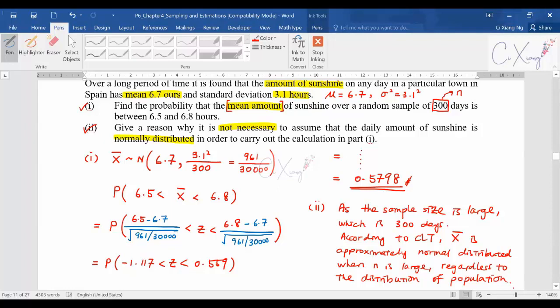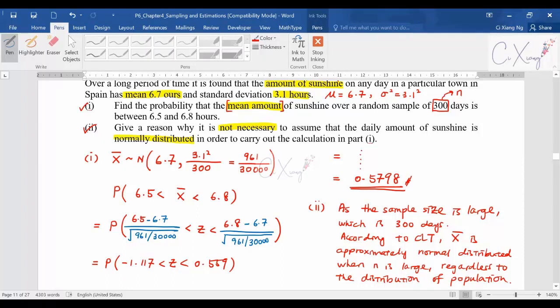Okay, so because the sample size is large, and then according to the central limit theorem, as long as your sample size is large, your sample mean will be normal, regardless of whether the population is normal or not. So that's why in this example, we don't need to assume that the population is normal, because the sample size is large already. So automatically by the central limit theorem, the sample mean will be normally distributed.